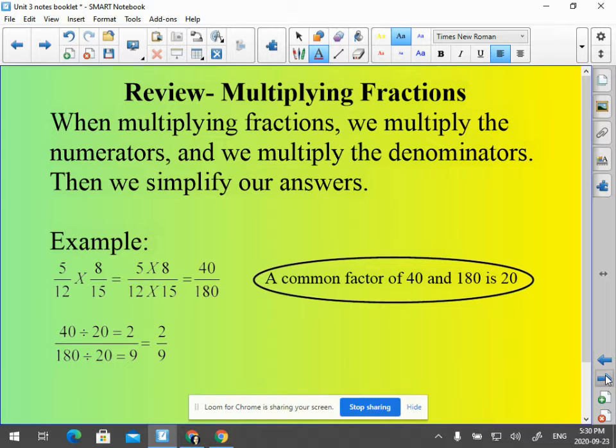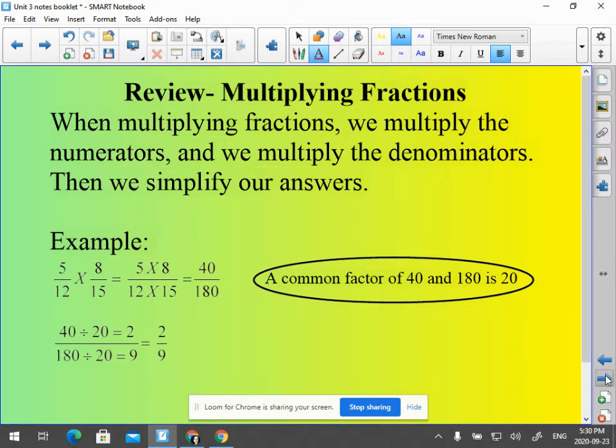So 5 12ths times 8 15ths becomes 5 times 8, which is 40, and 12 times 15 is 180. We're just multiplying the numerators and the denominators together with each other. And when we are multiplying, we cannot forget that in the end, we always should be simplifying our fractions to get them as small as possible.